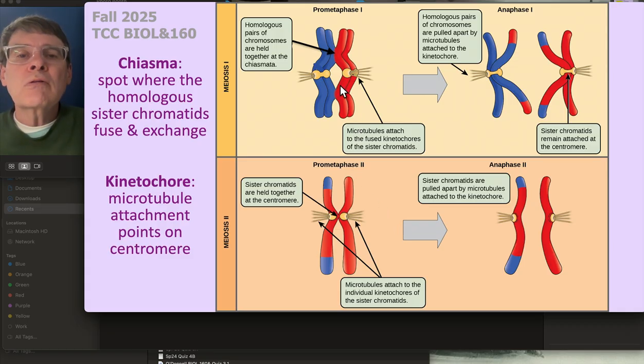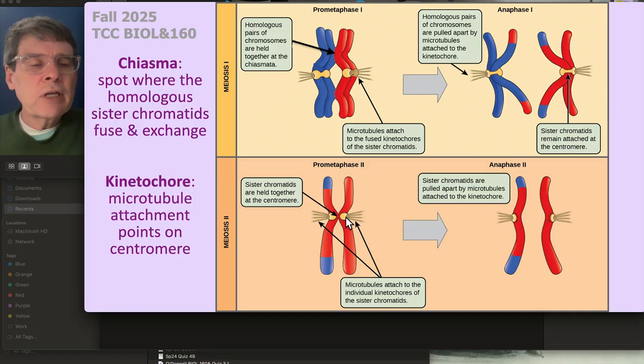The point where contact is made between the two innermost sister chromatids is called the chiasma, and the plural of chiasma is chiasmata. The attachment point for the microtubules in the centromere is called the kinetochore. It is a kind of a motor attachment.